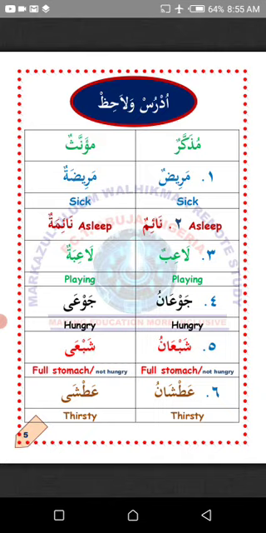Number four: Jaw'an, hungry. It is for a male person. Jaw'a, hungry, for a female person.